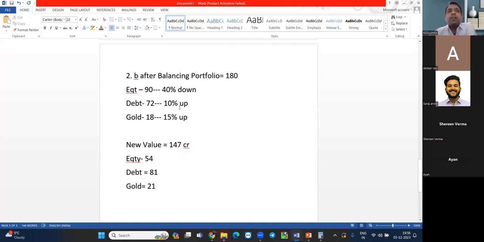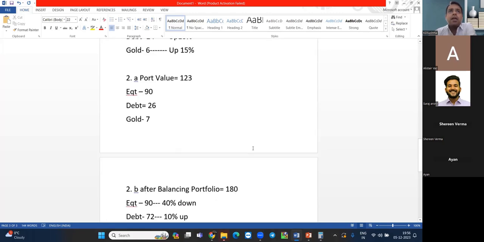Anyways, debt is going up by 10%. 10% of 72 is 7.2, which is 79.2, so I'm taking it as roughly 80. And 15% of 18 comes to somewhere around 3. So the new value of this portfolio would be 154, roughly 155. Right? With me?